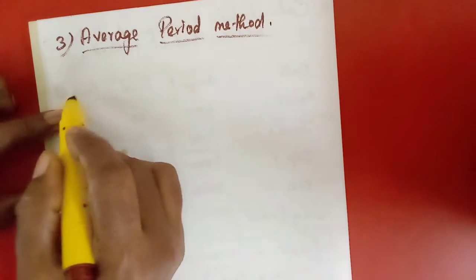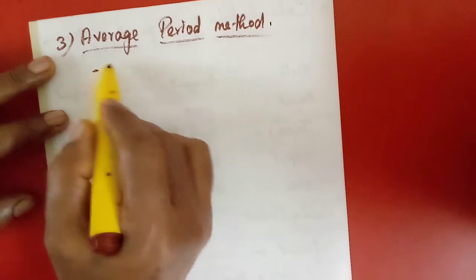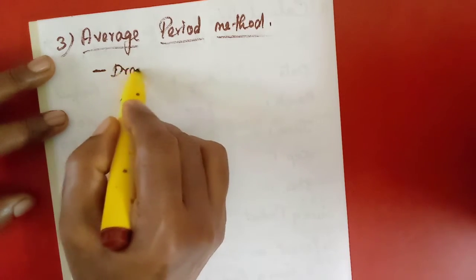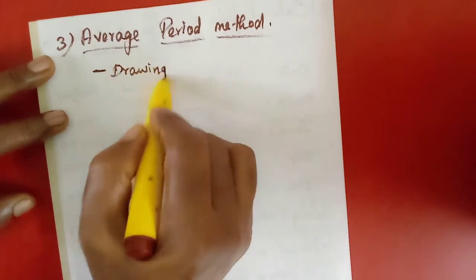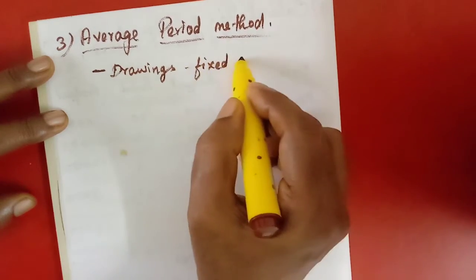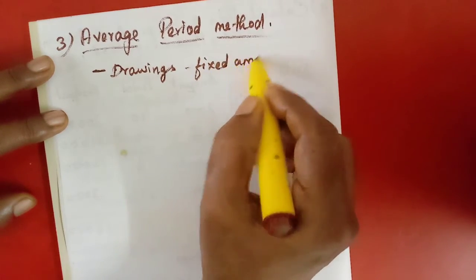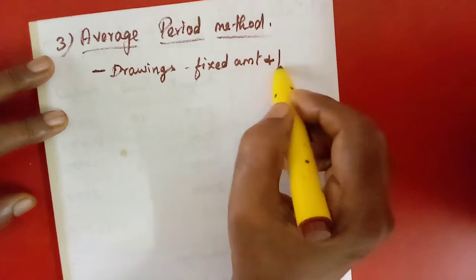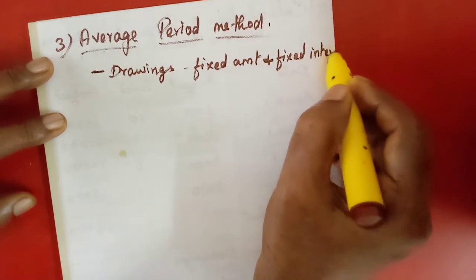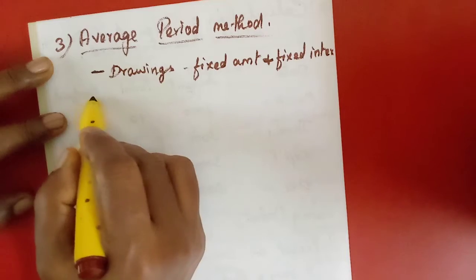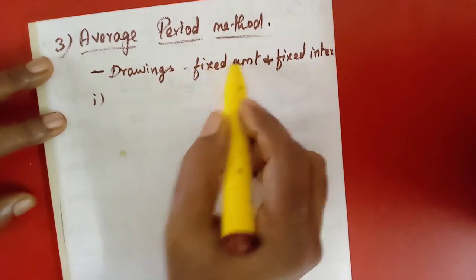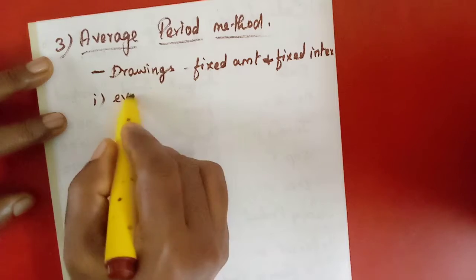Okay, here the partners will withdraw the amount. Withdrawings the partners can take at a fixed amount, the same amount, and at fixed intervals. This one we can divide into 3. Either that partner can withdraw the amount every month.